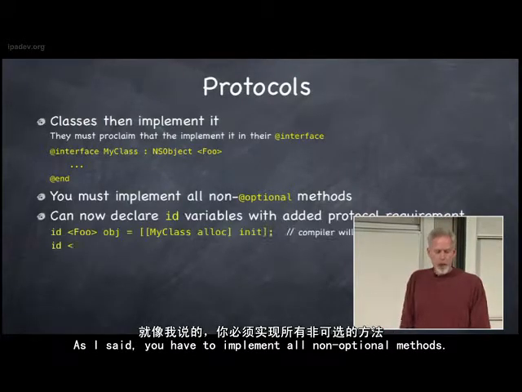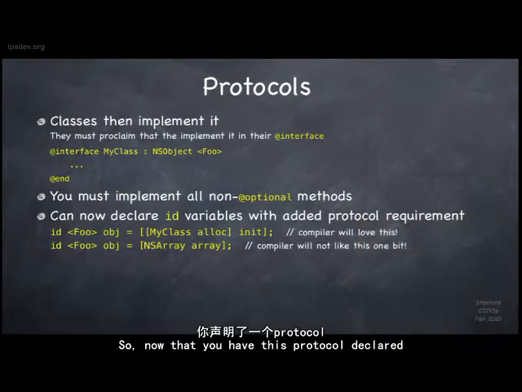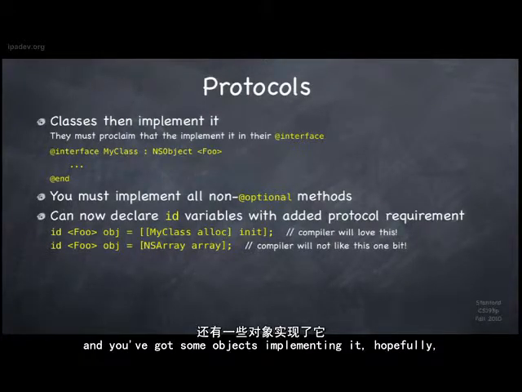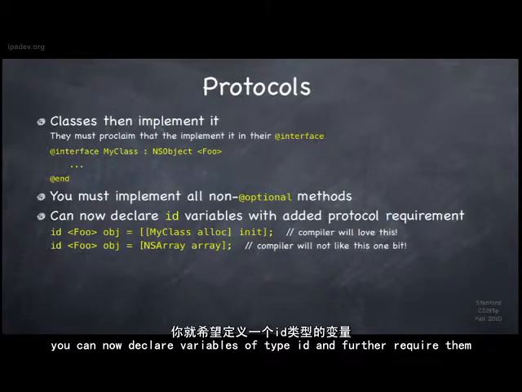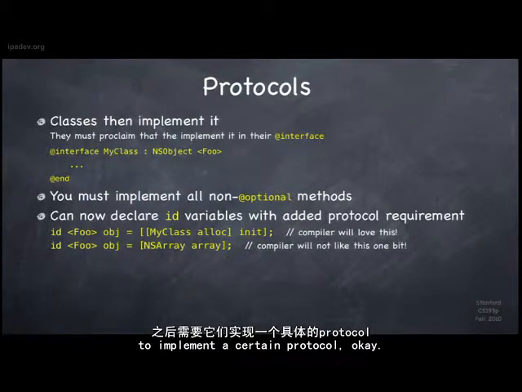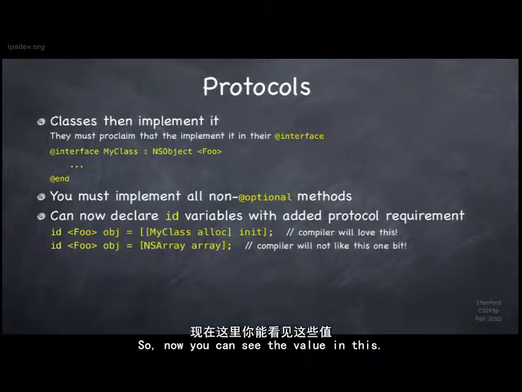As I said, you have to implement all non-optional methods. So now that you have this protocol declared, and you got some objects implementing it, hopefully, you can now declare variables of type ID and further require them to implement a certain protocol. Okay? So now you can see the value in this.